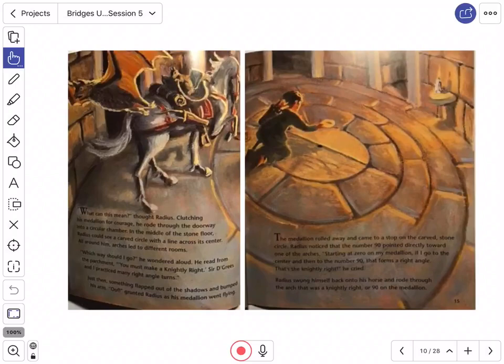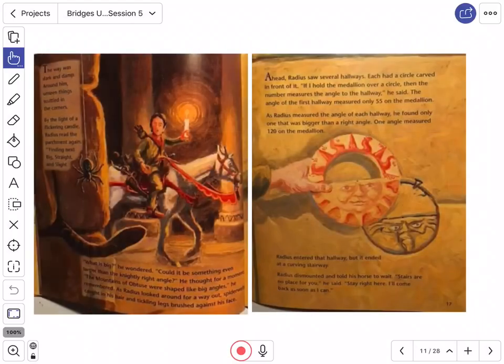Just then, something flapped out of the shadows and bumped his arm. "Ooh," grunted Radius, as his medallion went flying. The medallion rolled away and came to a stop on the carved stone circle. Radius noticed that the number 90 pointed directly toward one of the arches. "Starting at 0 on my medallion, if I go to the center and then to the number 90, that forms a right angle. That's the nightly right," he cried. Radius swung himself back onto his horse and rode through the arch. That was a nightly right, or 90 on the medallion.